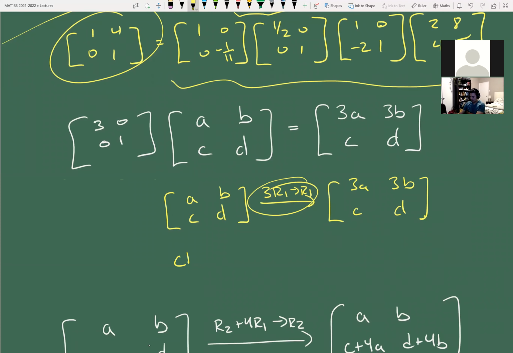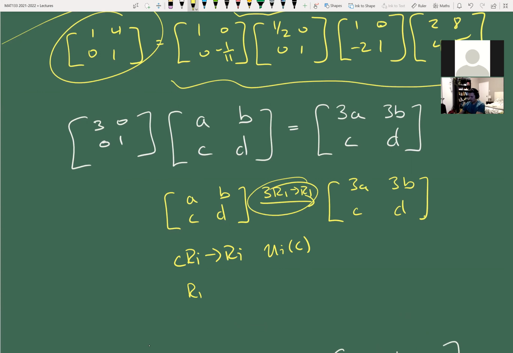So c times Ri into Ri, that's U_i,c. Flipping row i and row j, that's S. And then doing Ri plus c times Rj into Ri is T_ij,c.